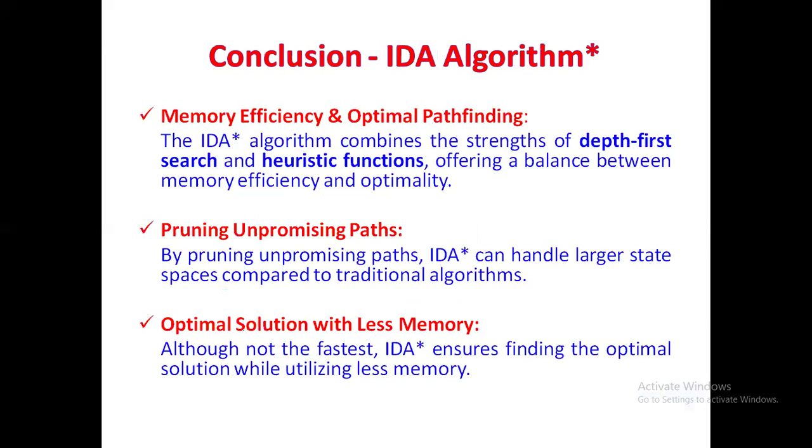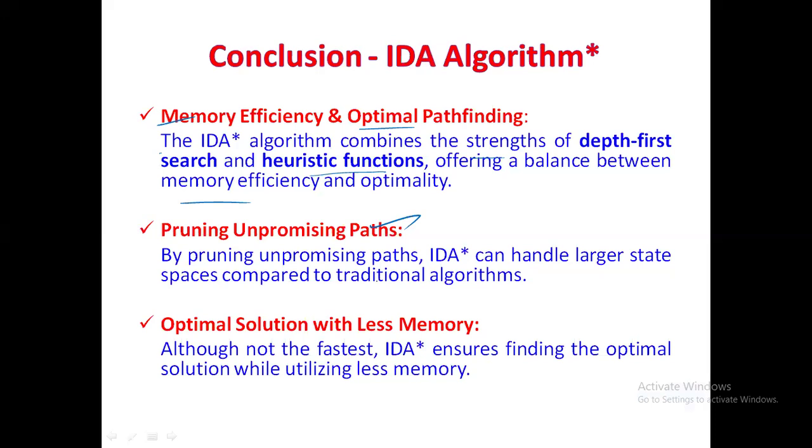And coming into the conclusion, the ideas are effectively combined: memory efficiency and optimal path finding. The IDA star algorithm combines the strength of depth first search and heuristic functions, offering a balance between memory efficiency and optimality. By pruning the unpromising paths during the search process, IDA star is capable of managing larger state spaces compared to traditional algorithms, making it highly suitable for complex problems.